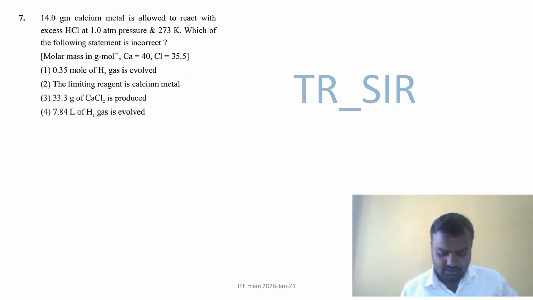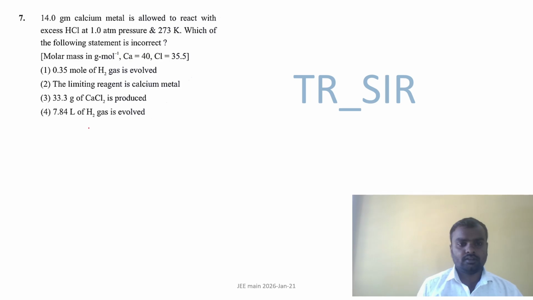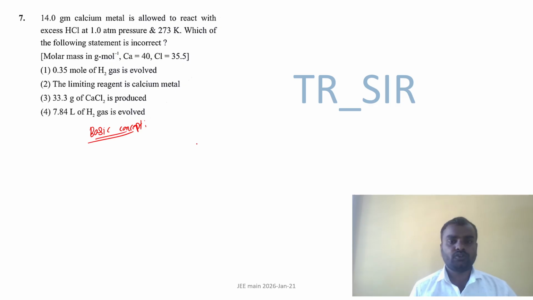Now question number 7. It is from the basic concepts of chemistry, a stoichiometry question. 14 gram of calcium metal is allowed to react with excess HCl at 1 atmosphere pressure and 273 Kelvin. Which of the following statements is incorrect? They're asking.